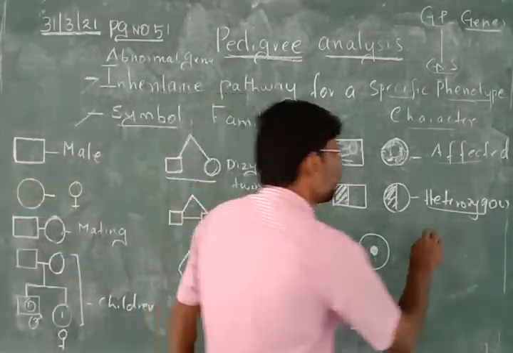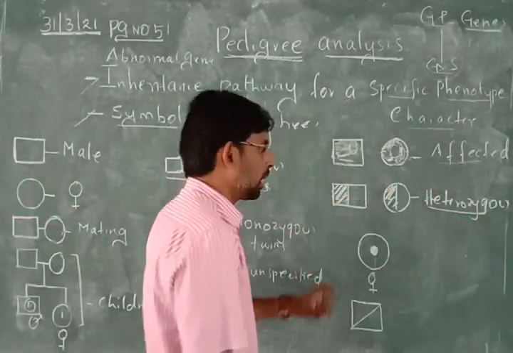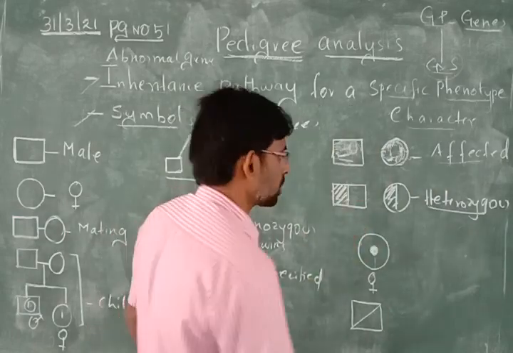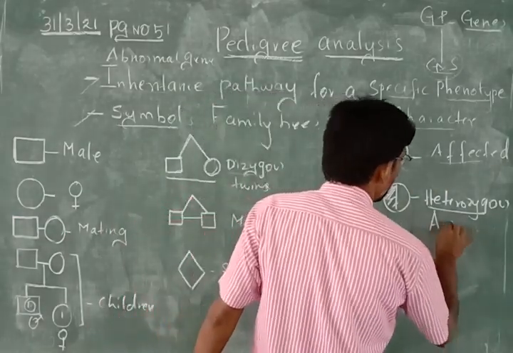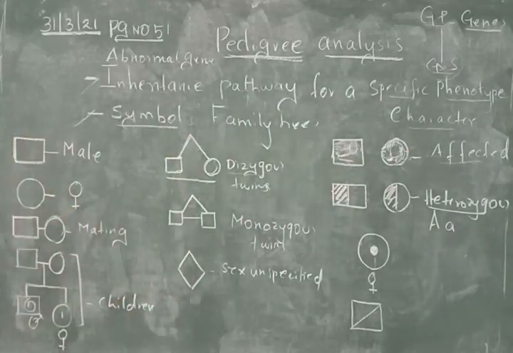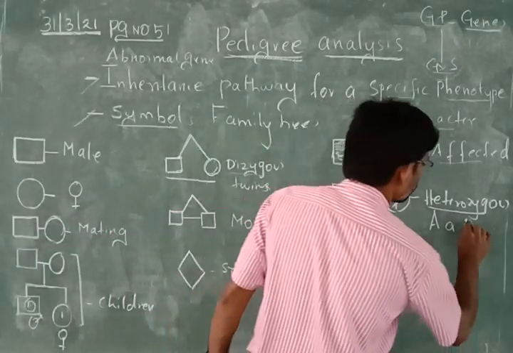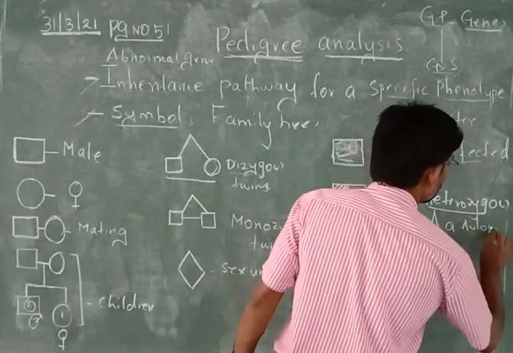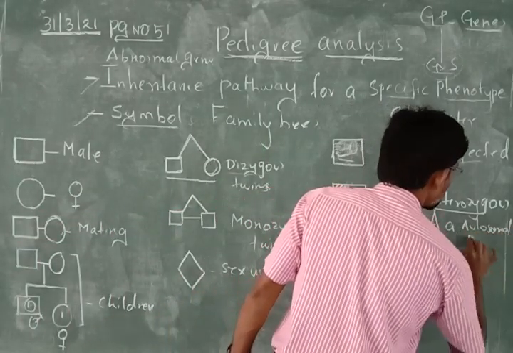By the time it is heterozygous, it means that both are not the same. Heterozygous, for example, capital A, small a. So this is called heterozygous, and this is also called heterozygous autosomal recessive. It is called autosomal recessive.